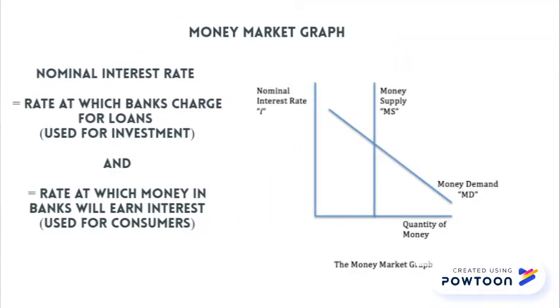This brings us to the money market graph, where we have the quantity of money on the x-axis and the nominal interest rate on the y-axis. The nominal interest rate is the rate at which banks charge for loans, which is used for investment, and the rate at which money in banks will earn interest, which is used for consumers.